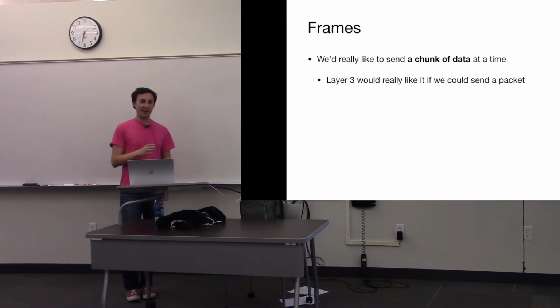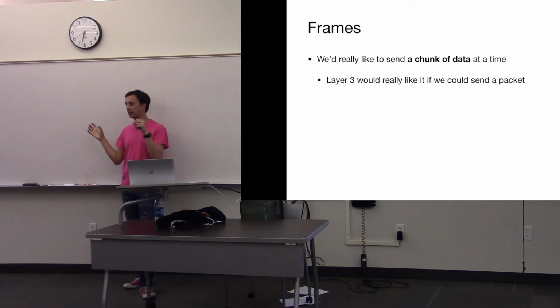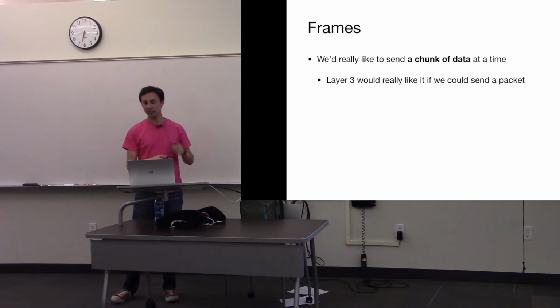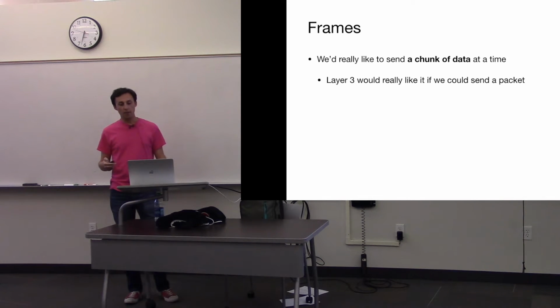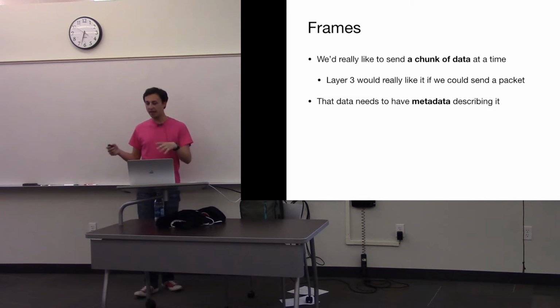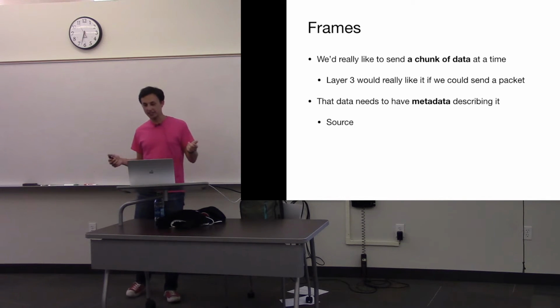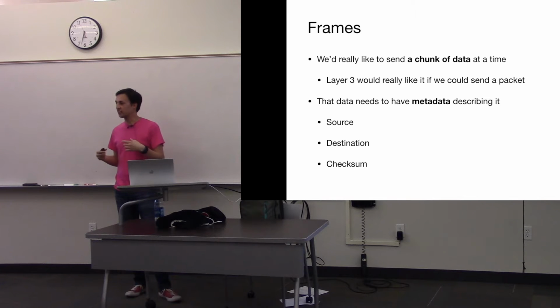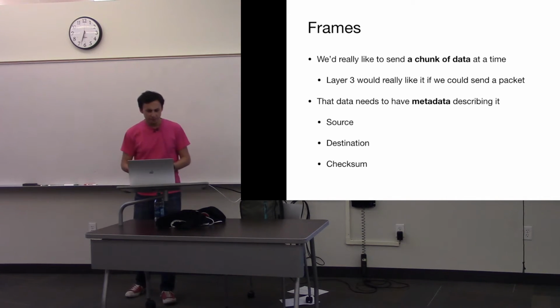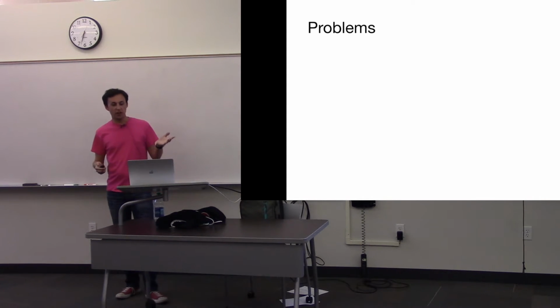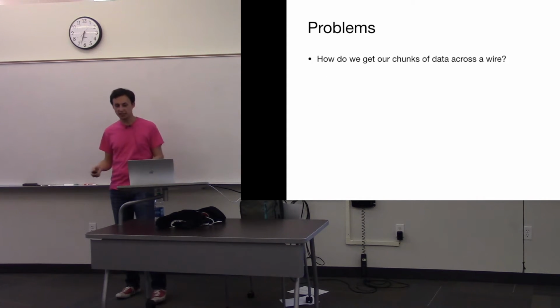And layer 3 would really like it if we could send a packet, because layer 3 is the network. They want to send data between hosts on a whole network of Ethernet stuff. So it'd be really nice if our chunk of data had the network layer encapsulated in it. And the data we send has to have some metadata describing it, things like the source of the data, the destination of the data, and some kind of checksum so that we know that our data got sent along the wire properly. But there are a number of problems with actually ensuring that, all having to do with how we actually get these chunks along the wire.